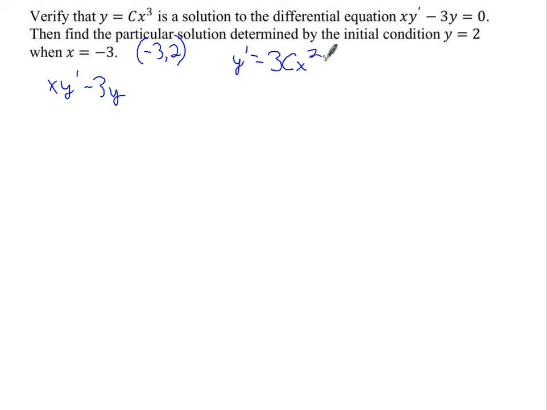So then let's throw the stuff in there. Well, do we have to solve for x? No. X is x. We just let it be. Throw x back in there, throw the y in there. So this is x times 3cx squared, that was y prime, minus 3 times cx.